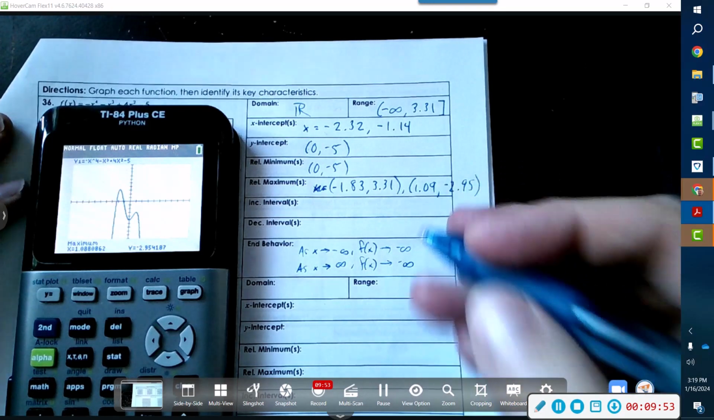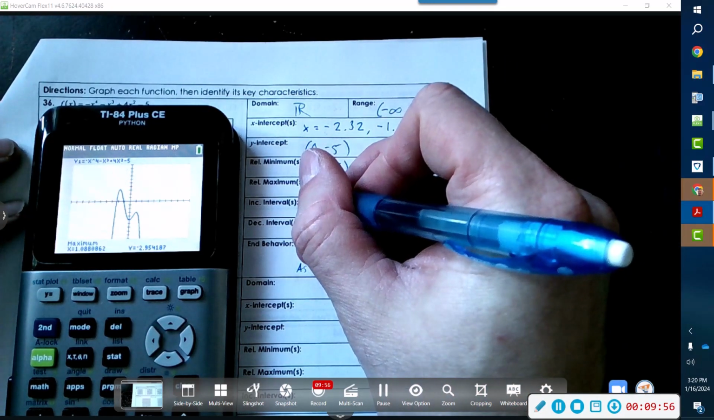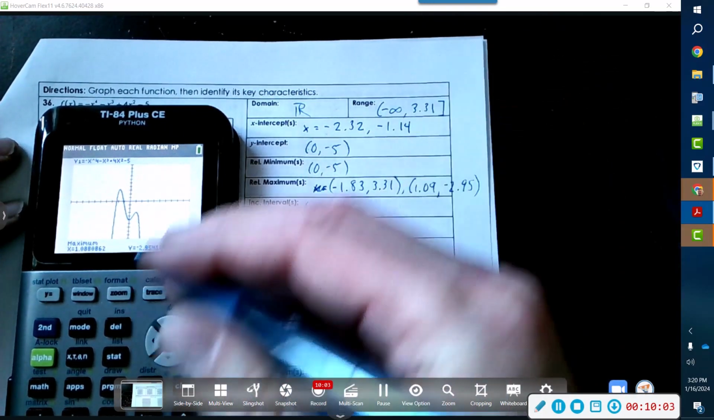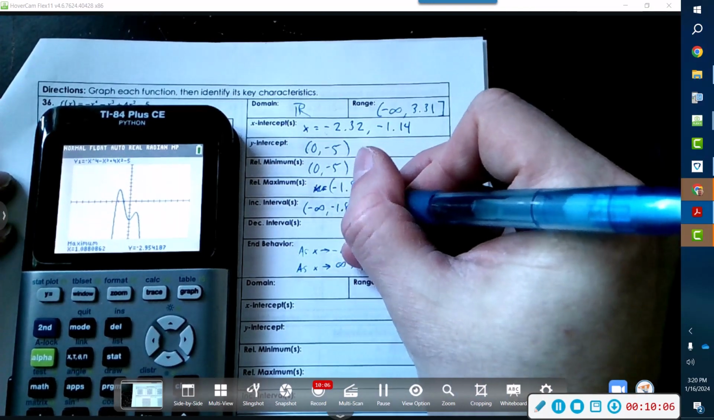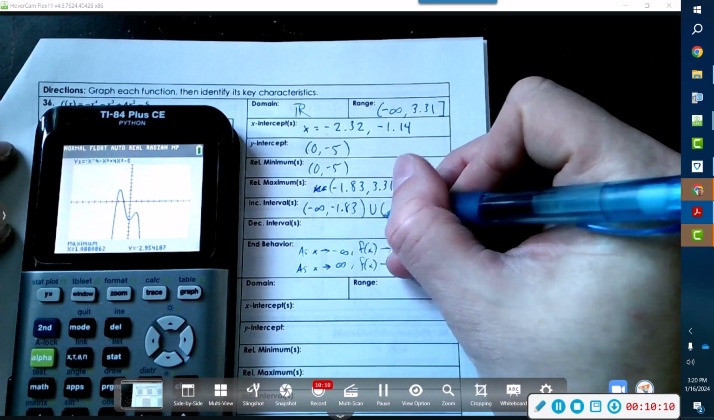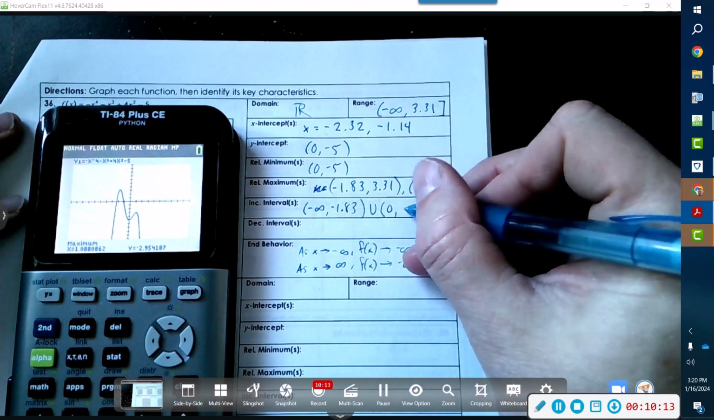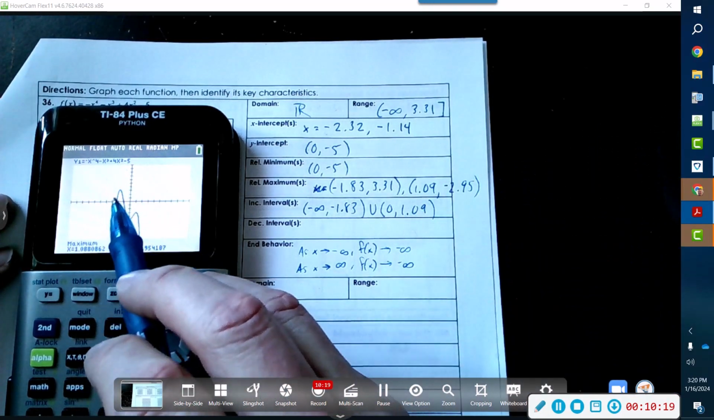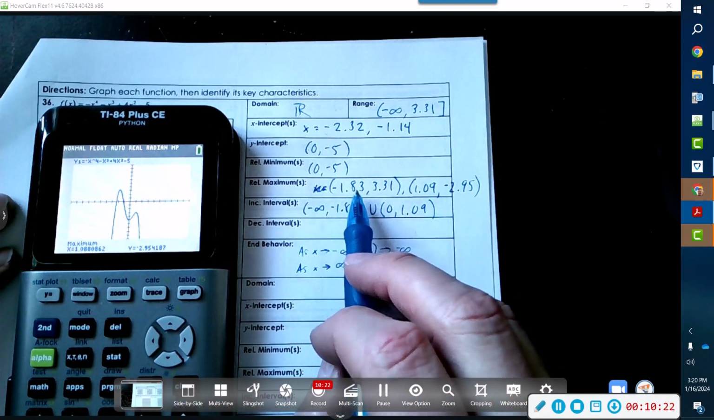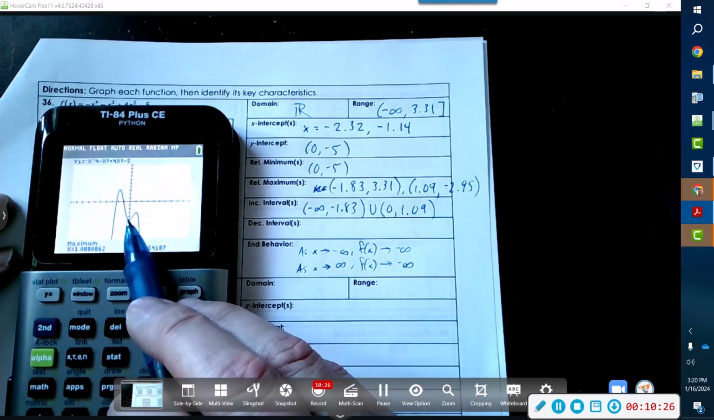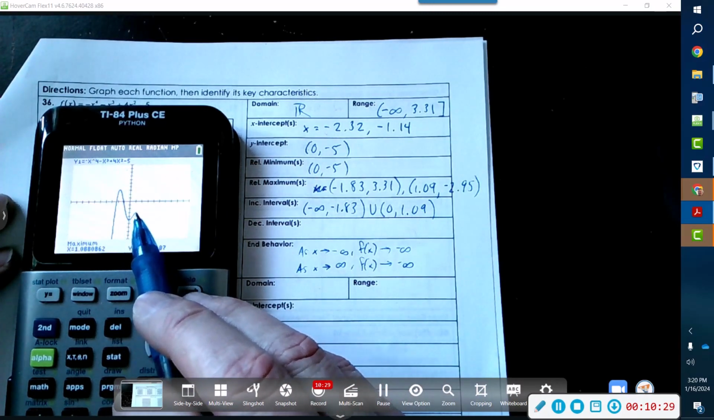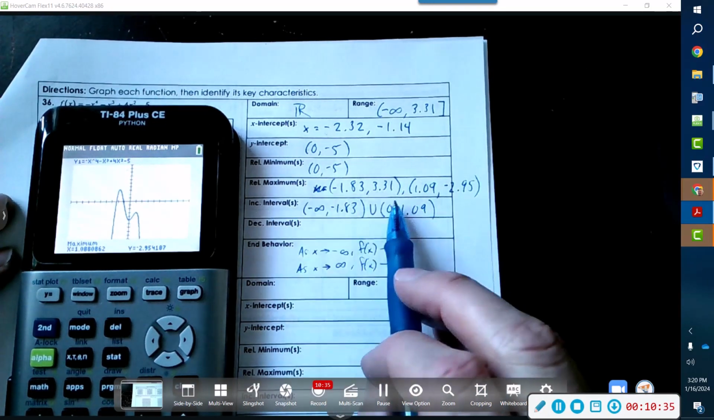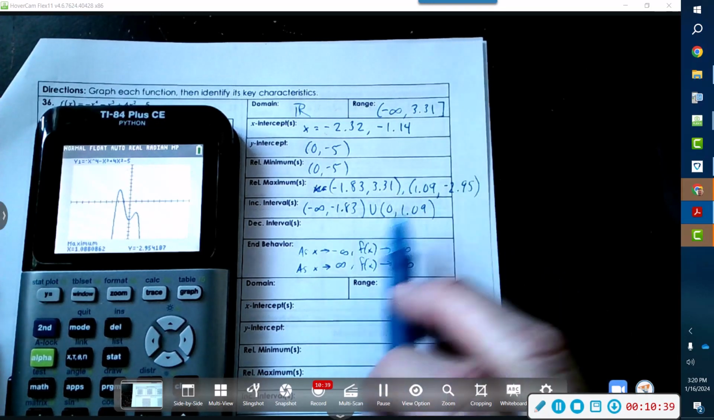Okay, so increasing interval. Well, looks like I'm increasing at 2 locations, 1 and 2. So that would be from negative infinity all the way up to negative 1.83. Then I start again right there at 0, and then I go to 1.09. So I start at 0. So right here, I increase up to that point, the max, which is right there. Then I decrease. Then I increase from 0 up until that point, and that point is right there. Now whenever we say intervals, we're talking about the domain, okay? We're not talking about the y coordinates, we're talking about the domain.